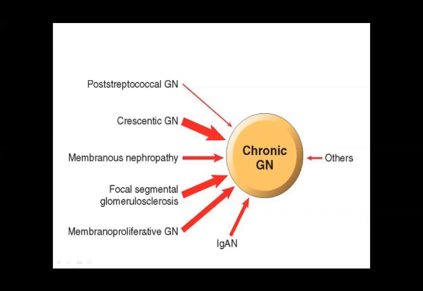Membranous, focal segmental, membranoproliferative, IgA glomerulonephritis, and so many others, they all end up in the same bag, or in the same dustbin of chronic glomerulonephritis, where they make the kidney useless and we have to use dialyzing machines. Do you think, my students, dialysis is something very good to have?